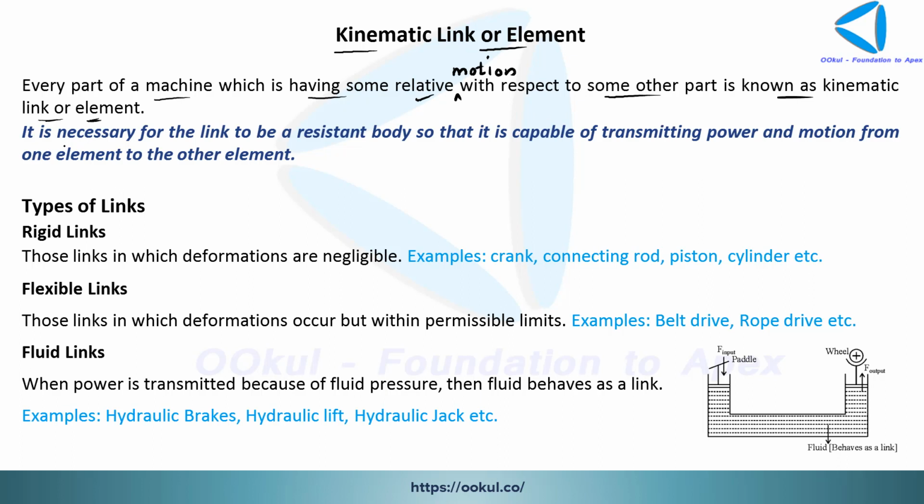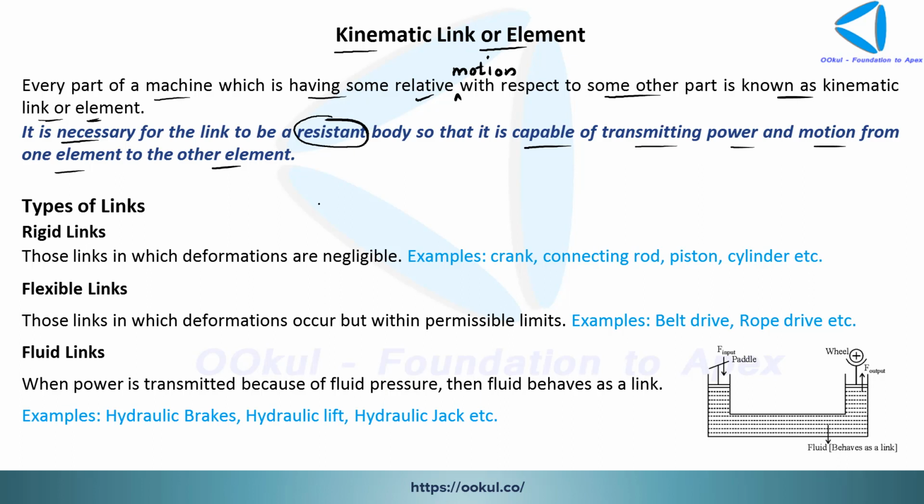Okay, now it is necessary for the link to be a resistant body. याद रखेंगे the important property of any link that it must be a resistant body. Why? So that it is capable of transmitting power and motion from one element to the other element. अगर link is not resistant, अगर जो link है वो resistant नहीं होगा तो क्या होगा? It will not be capable of transmitting power and motion from one element to other element. So the necessary condition for the link, that is, it should be a resistant body.